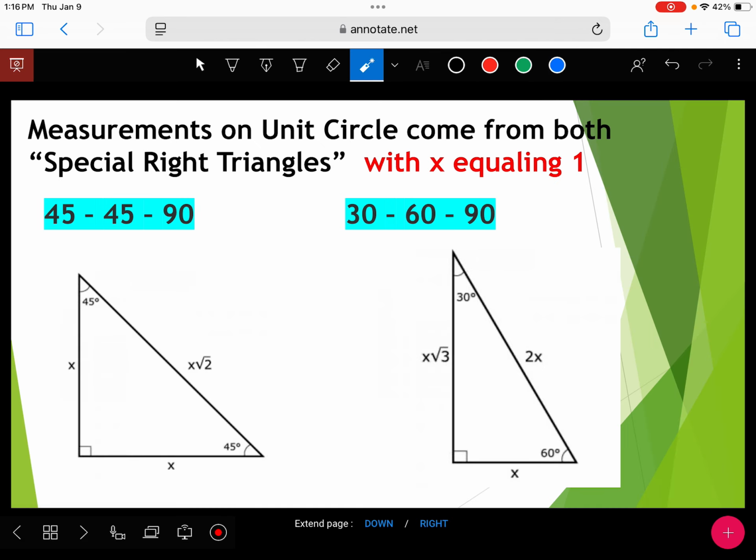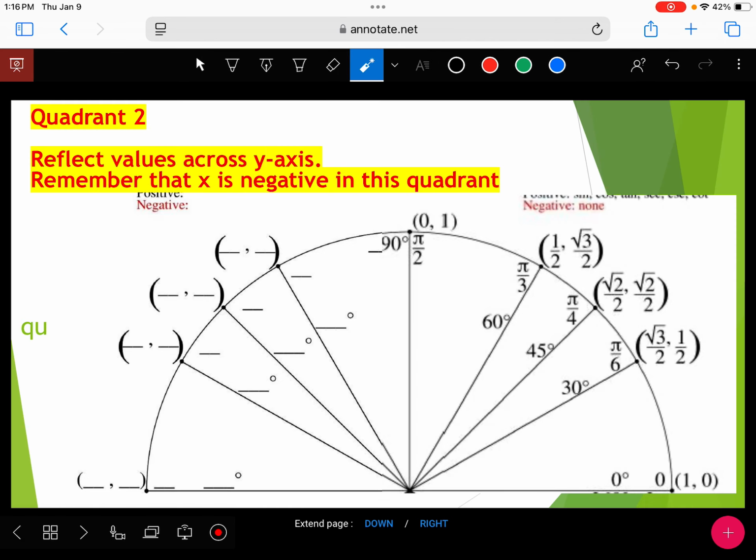Quadrant 2 is a reflection across the y-axis. Okay, but remember in quadrant 2, x is negative. So what I want you to do is think of this as a mirror. So if it's looking in the mirror, whatever I have here is going to be written here. I want you to write that exactly. Don't flip it, just write it. I know in the mirror it would, but no. So we're just going to write it across.